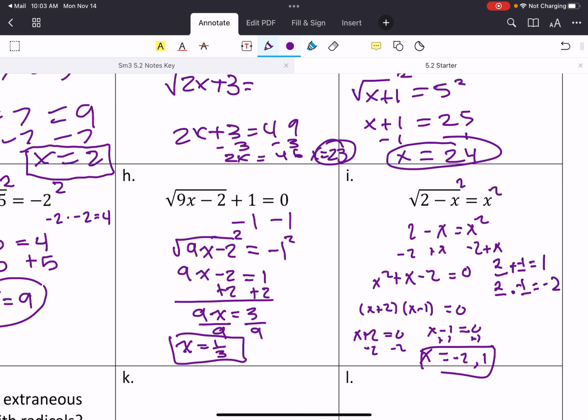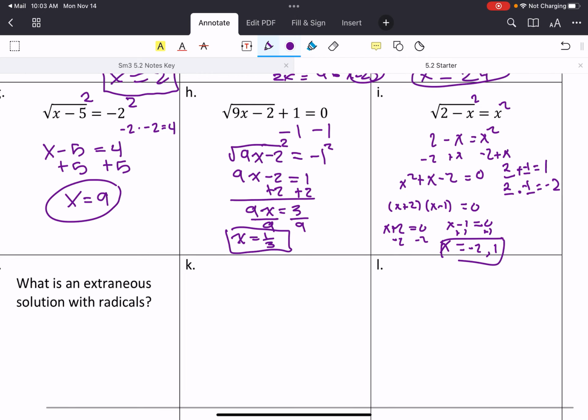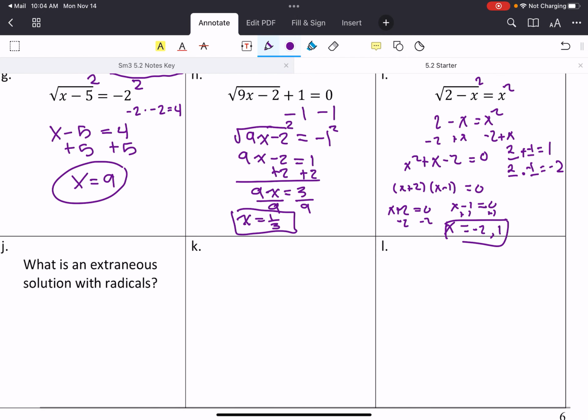Now I have a question. Can someone plug 9 back into that equation? So someone, aka Caden, come back here. Plug 9, the x equals 9, back into its equation and see if it works. It's an extraneous solution. She's getting it, yeah.